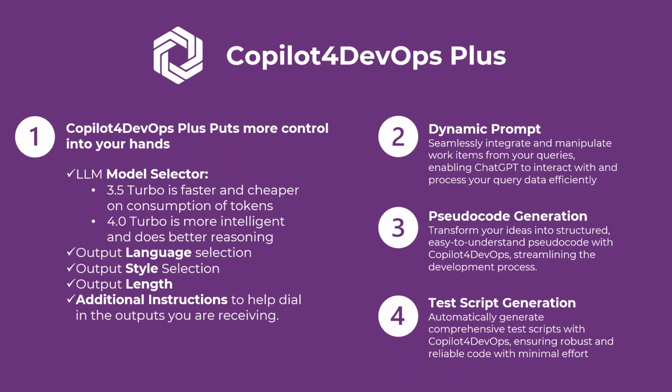Dynamic prompt, seamlessly integrate and manipulate work items from your queries to interact with them and process your query data efficiently. We have Pseudocode Generation that'll transform your ideas into structured, easy to understand pseudocode, streamlining the development process. And then lastly, the 4th capability that we're adding in Copilot for DevOps Plus is test script generation, which will automatically generate comprehensive test scripts, ensuring robust and reliable code with minimal effort.